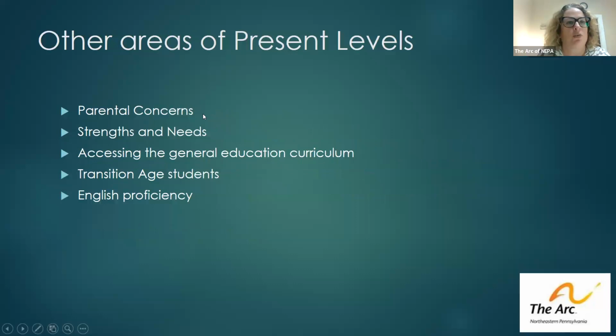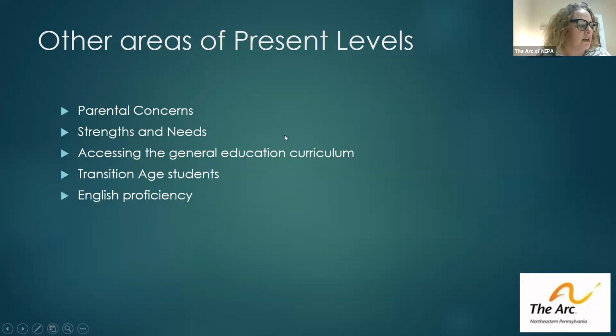As advocates here at the ARC, we sometimes get IEPs where the parental concerns are blank, or it says parent has no concerns at this time. But if you think long and hard about your child and their education and where you'd like to see them in the future, you're always going to have some kind of concern. It doesn't have to be a negative thing when you say a concern. It just could mean something where you see them in the future, something you'd like to see them embrace or build on their strength. It's something for enhancing their education.